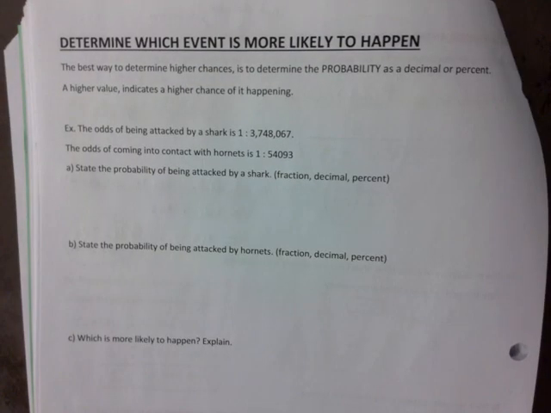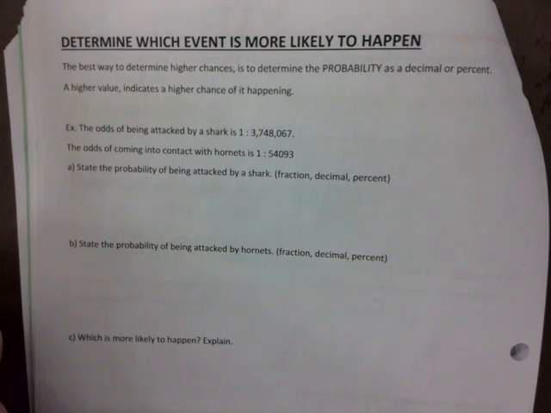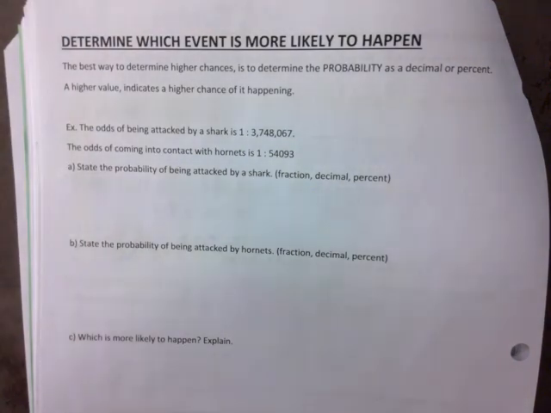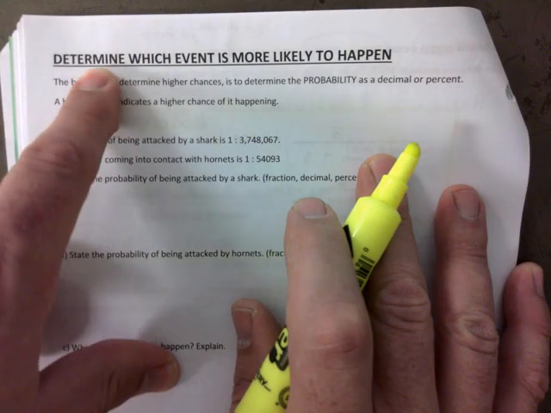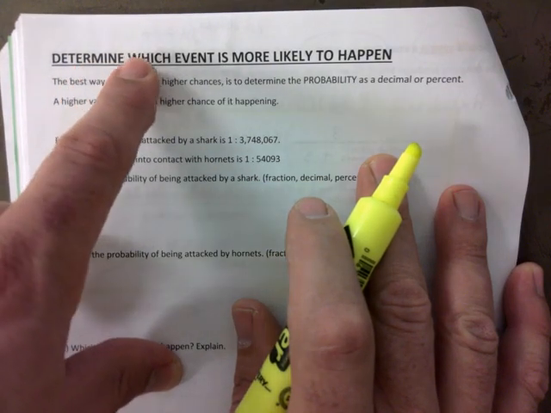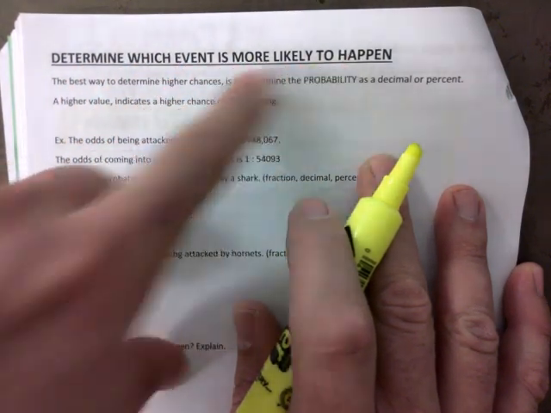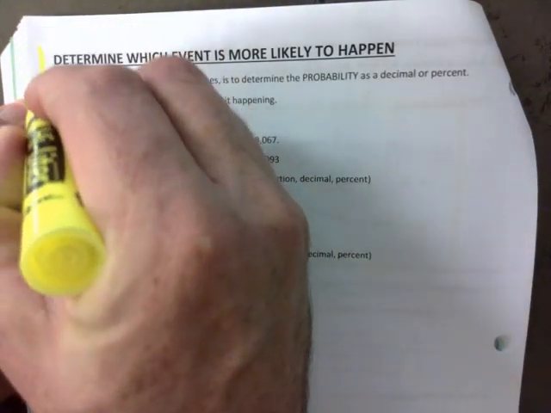Here we go. I would say the instructions as to how to proceed are right here. So if you're asked to determine which event is more likely to happen, this is how you would go about it.